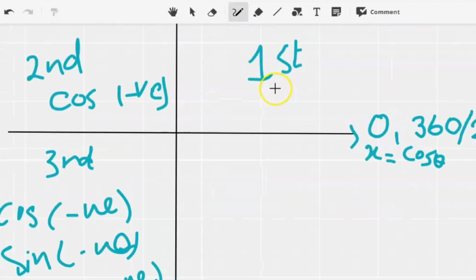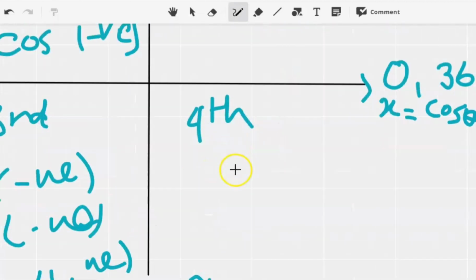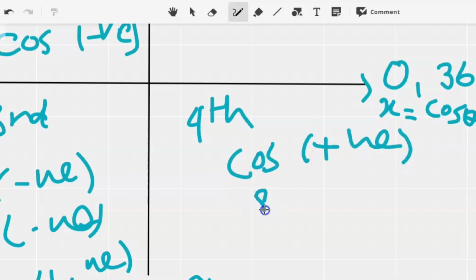Okay? And then there is the fourth quadrant. In the fourth quadrant, only cos is positive, and sine and tan are both negative.